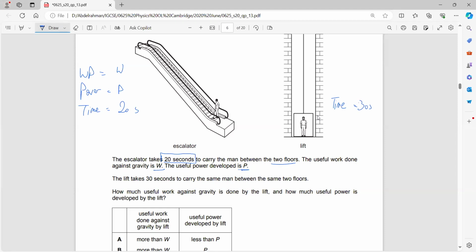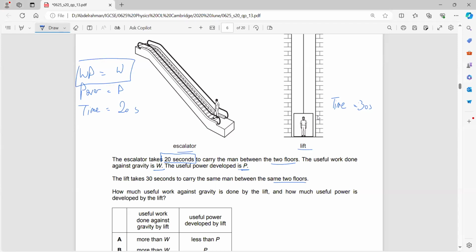It moves between the same two floors. The same man is being lifted the same distance, so the same weight, the same force, moves the same distance. So the same work done is being applied.